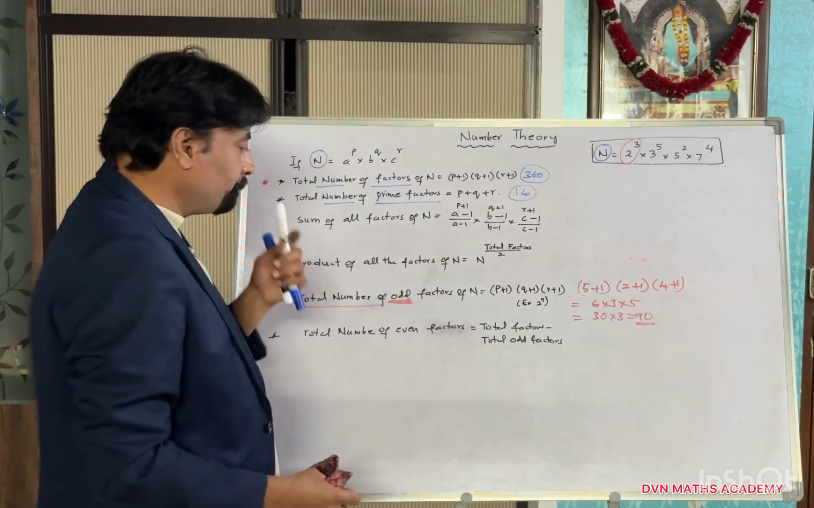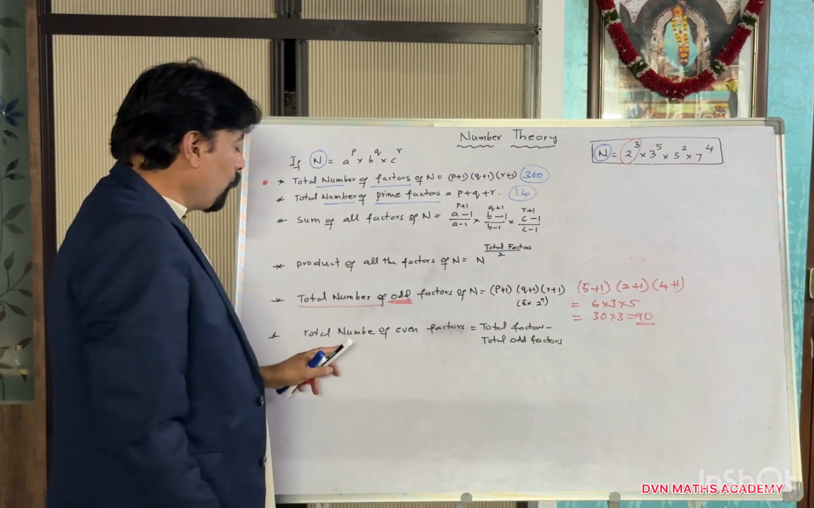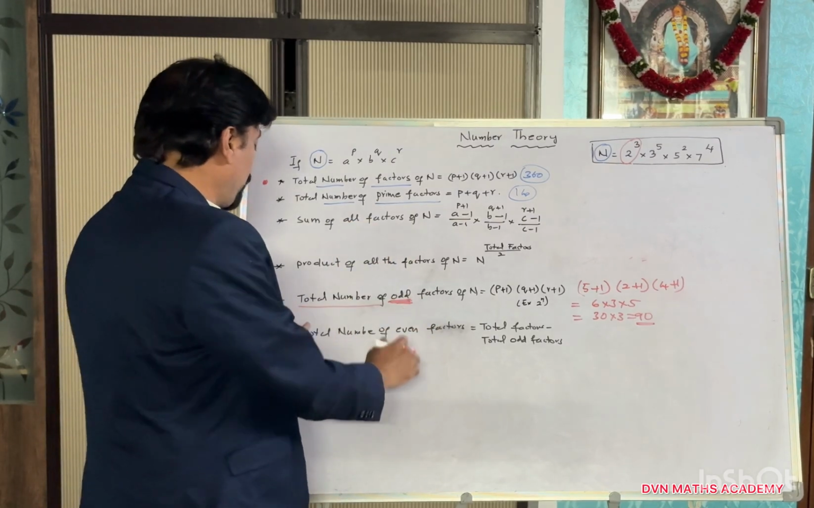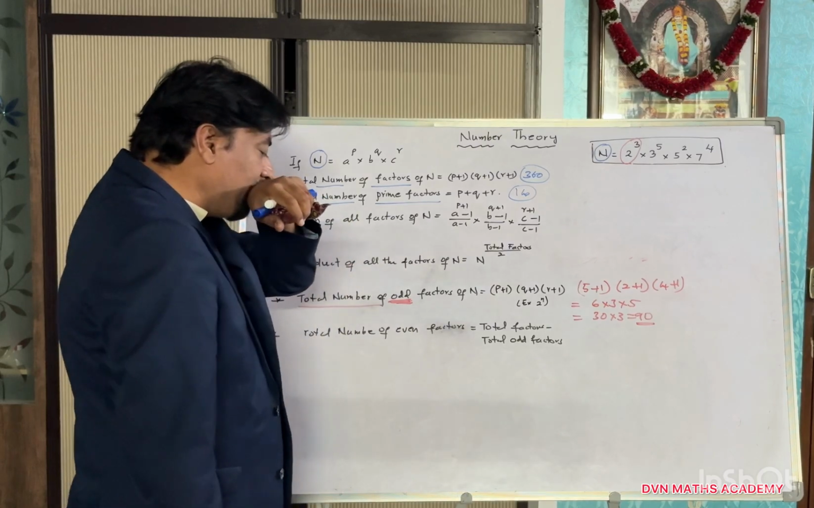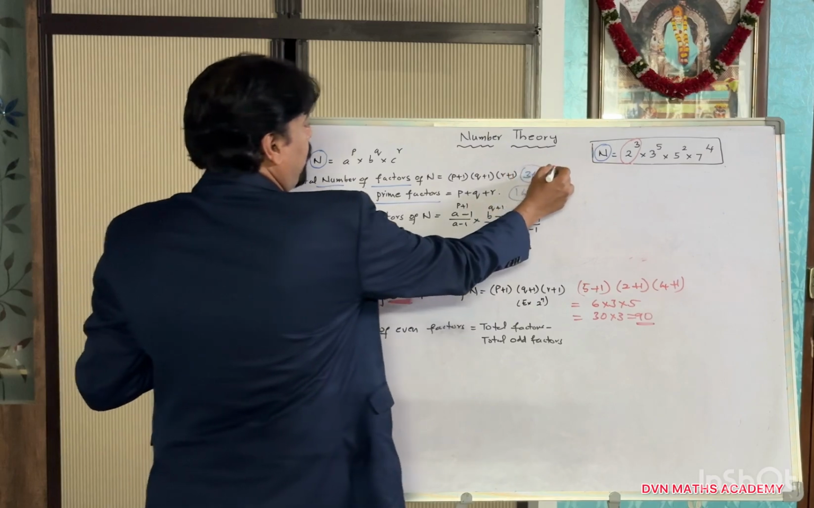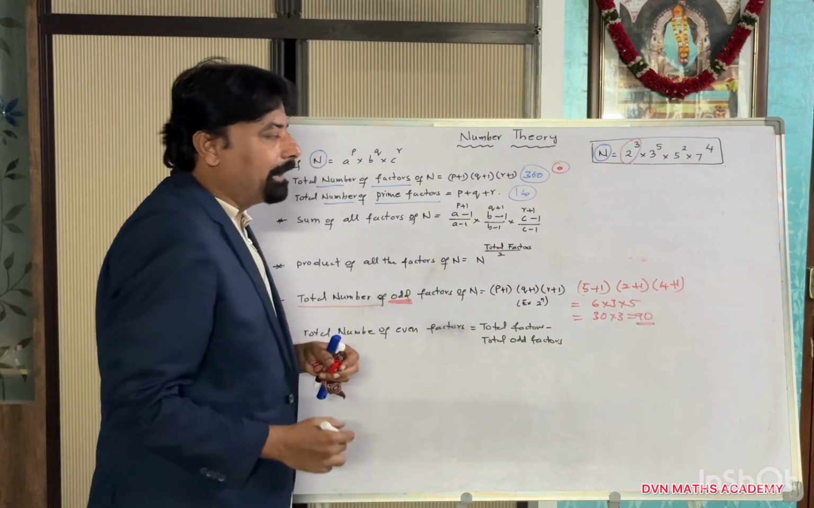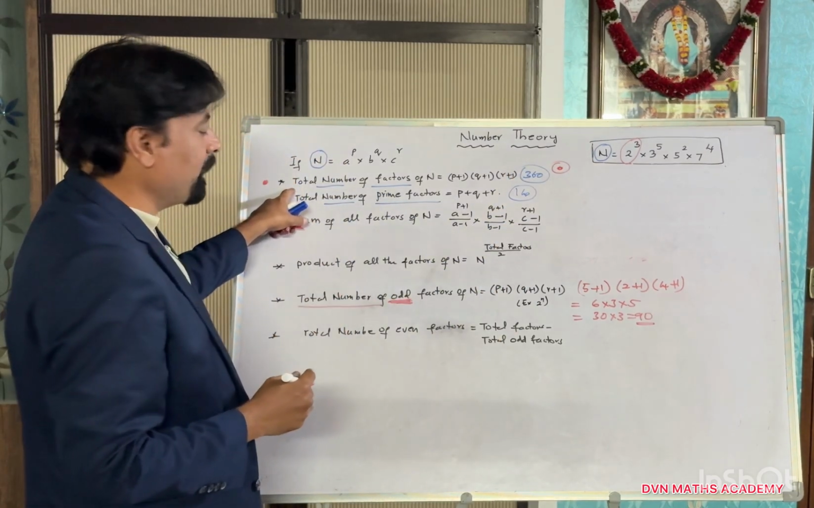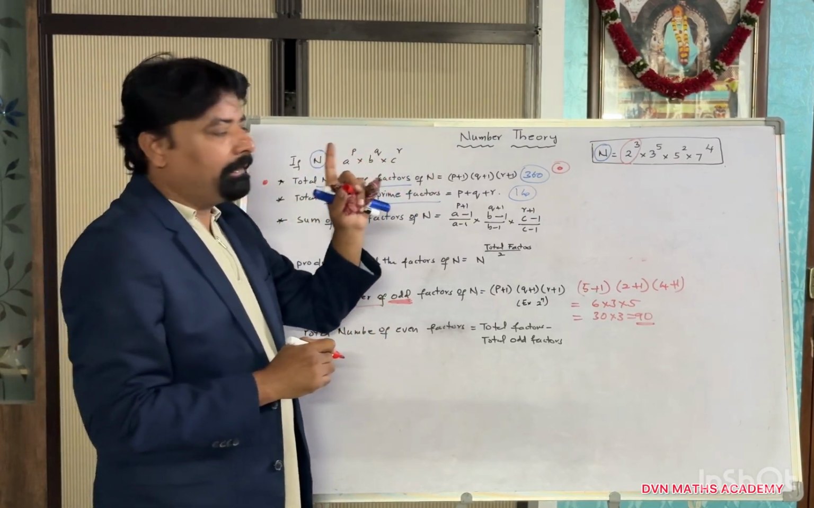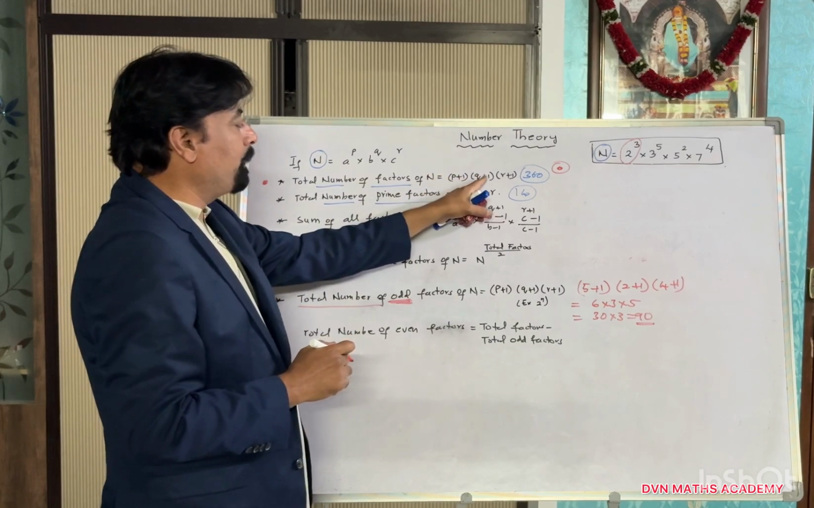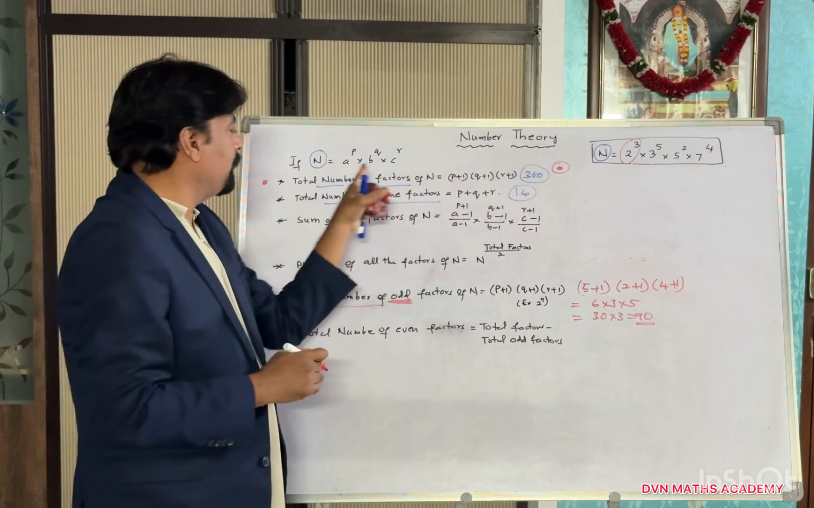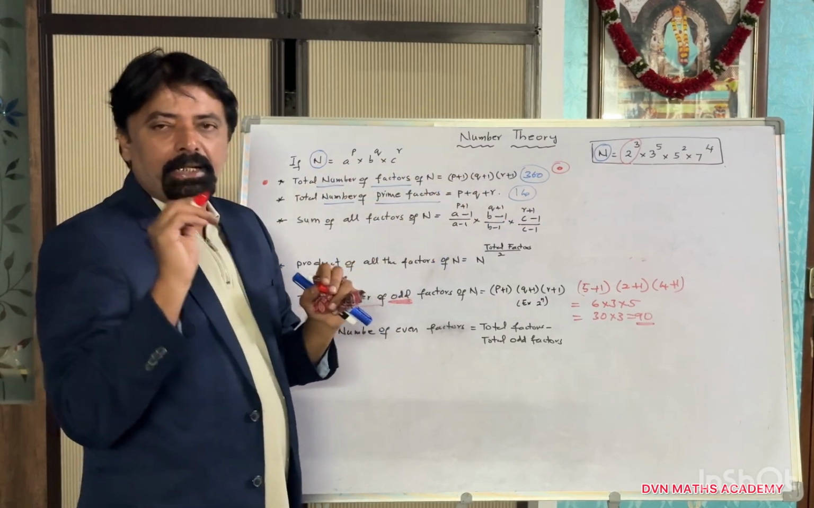And the last one, if you take the total number of even factors, this is very, very interesting. There is no separate formula to find the total number of even factors. Simply you can find it if you know the total factors. I already know the total factors of the number, that is 360. Already in the first concept we found the total number of factors of the given number, that is (p+1)(q+1)(r+1). If you calculate that, we got 360. That is the total number of factors of the given number.